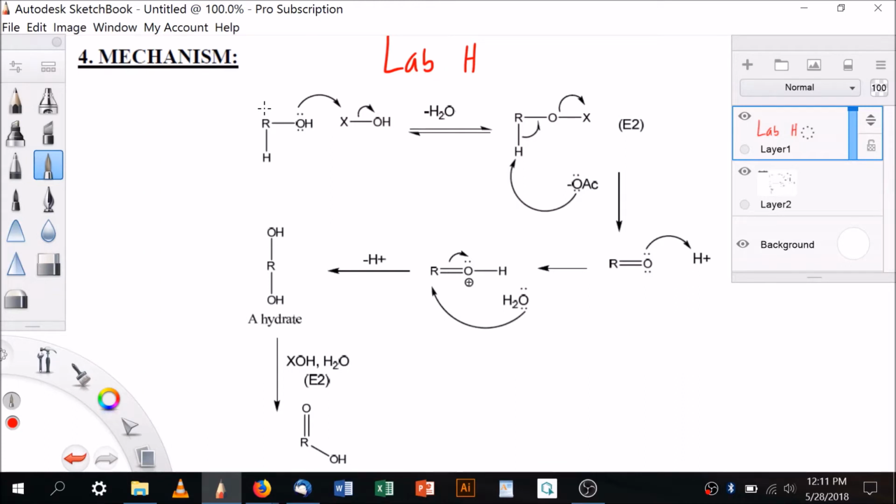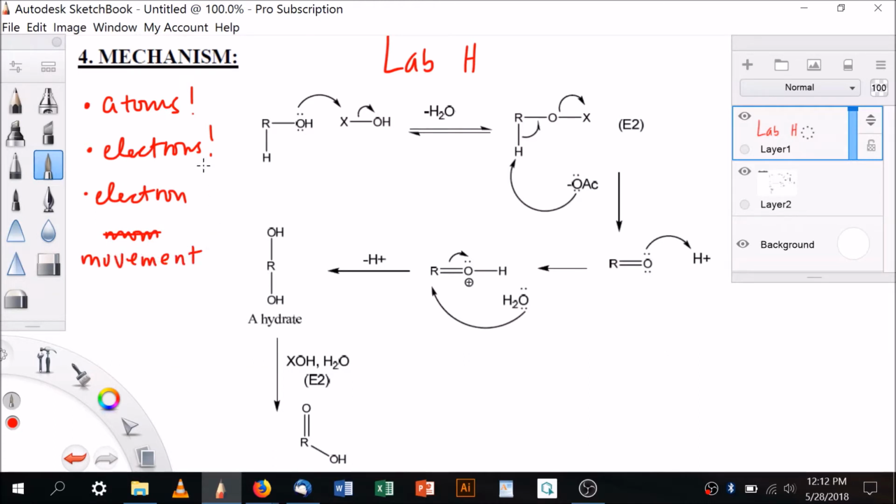So let's look for the first omissions. In order to do this, first mistake or omission, you always have to keep in mind that all mechanisms must account for all atoms and all electrons and all electron movement, right? That's what a mechanism is. How do you spell movement? Movement, okay, all of it. So let's start with the beginning. Let's start from the beginning.